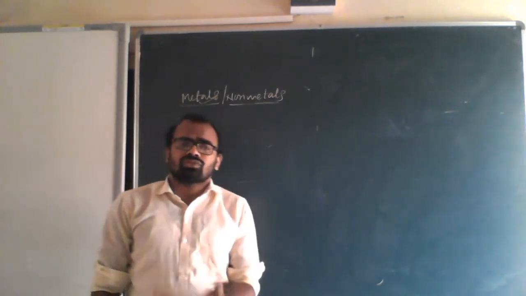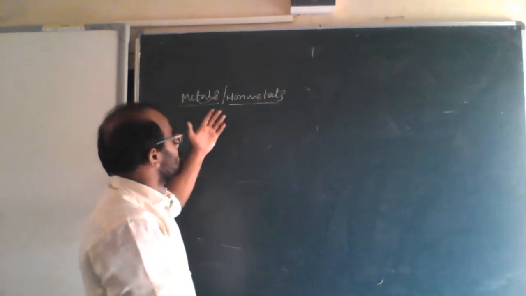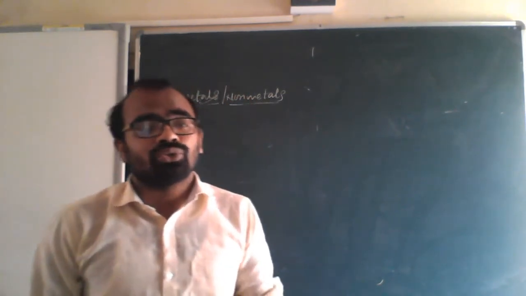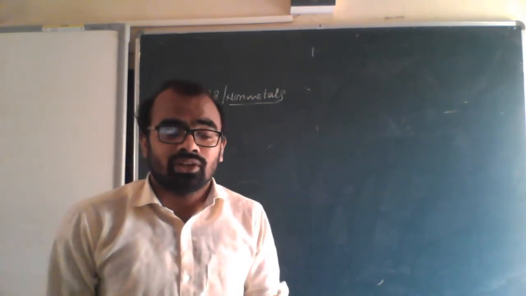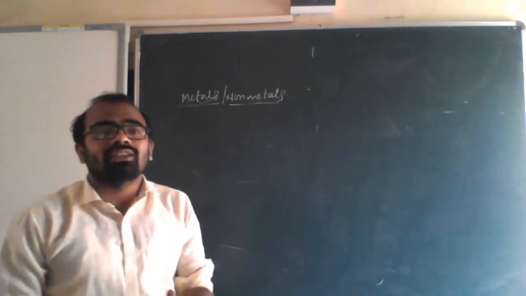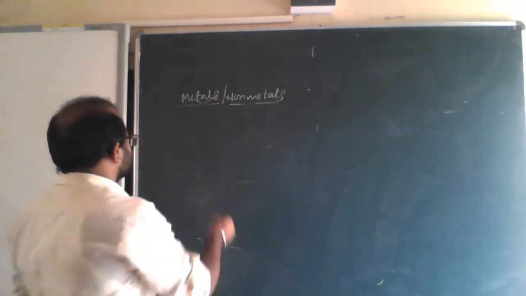So we can have lots of differences between metals and non-metals. And what comes in metals is which is a liquid metal. You should remember it as mercury. Mercury is the liquid metal. Which is the liquid non-metal? Bromine is a liquid non-metal.